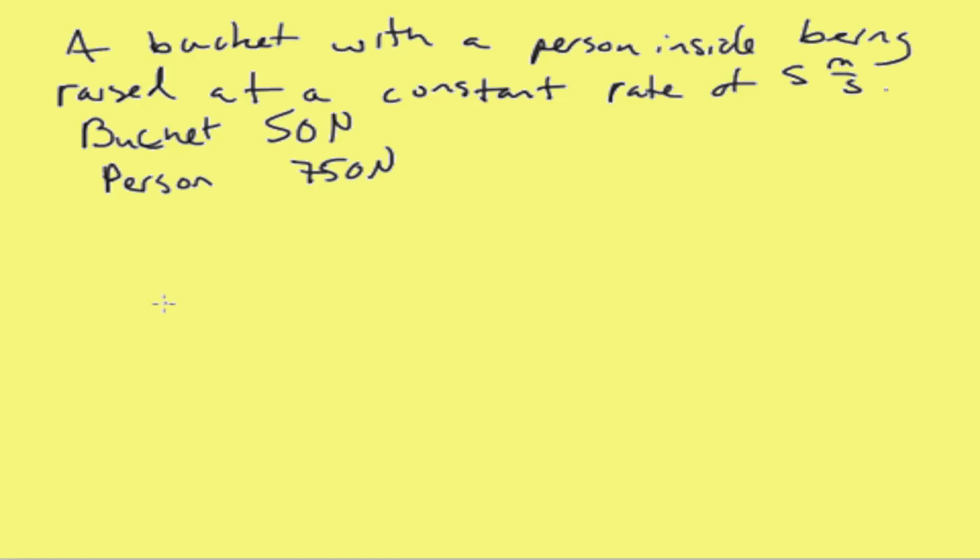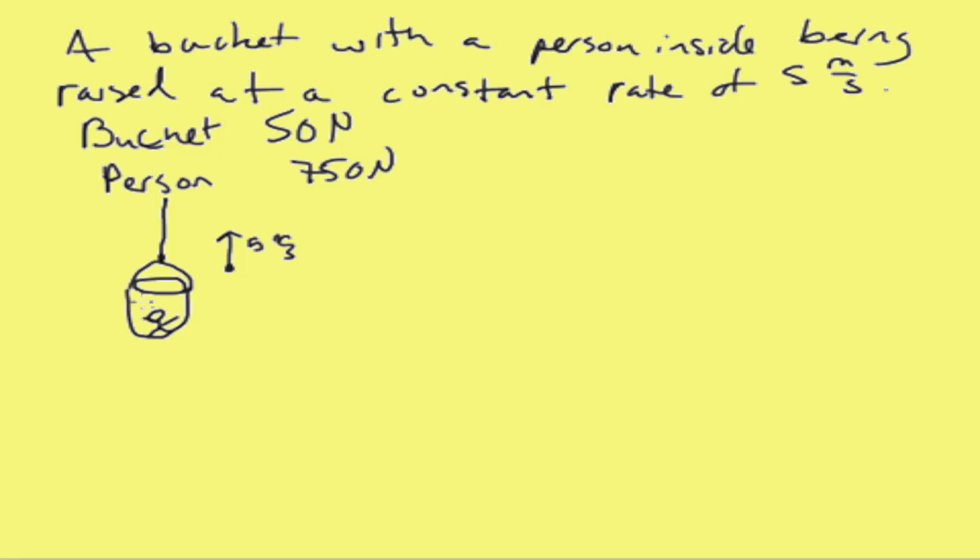So what we can do is draw a little sketch, which I always recommend doing. This is the bucket, this is the rope being pulled up at a rate of 5 meters per second, and then there's a person in here. It's hanging out. It's a big bucket. So now what we need to do is figure out the tension in the rope.